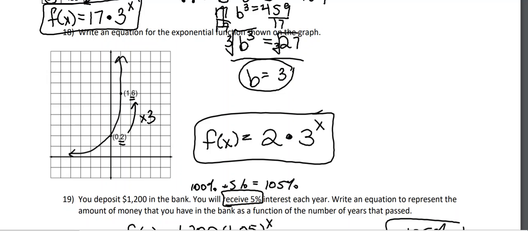Next one, write an equation for the function shown on the graph. On the graph, you see it goes from 0,2 to 1,6, so it doesn't skip anything. So we don't have to be taking the cube root like we did in the other one. Here it just goes directly from the first point to the second point.